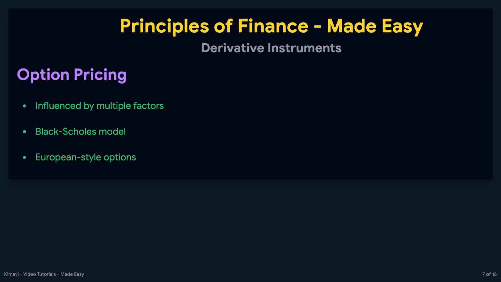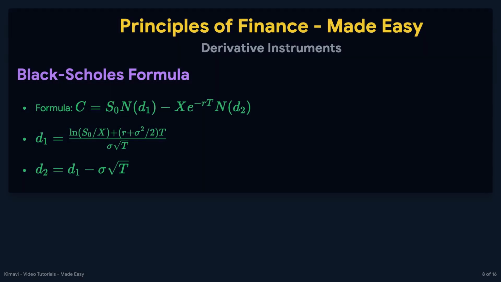The price of an option, also known as the premium, is influenced by several factors, including the underlying asset's price, the strike price, time to expiration, volatility, and interest rates. One of the most widely used models for option pricing is the Black-Scholes model, which calculates the theoretical price of European-style options.